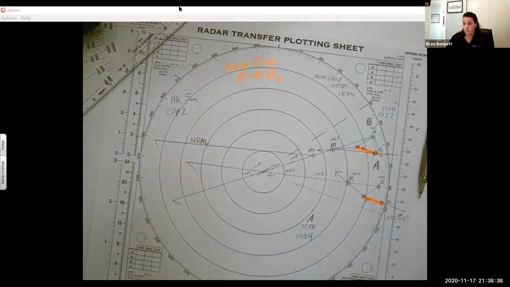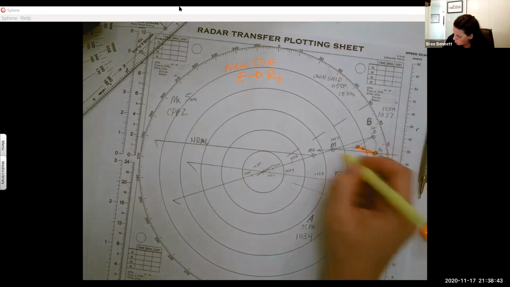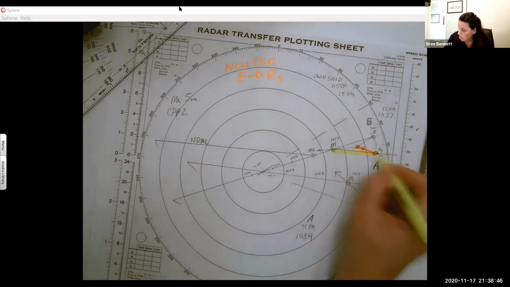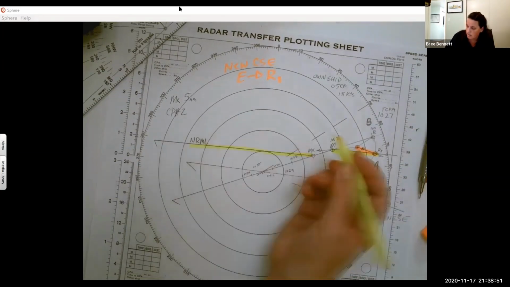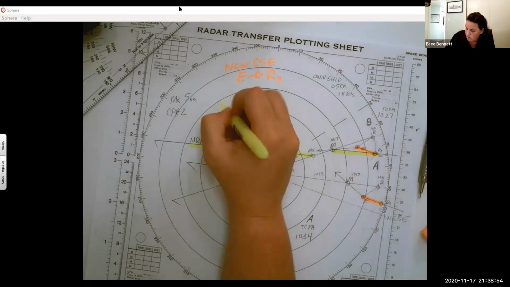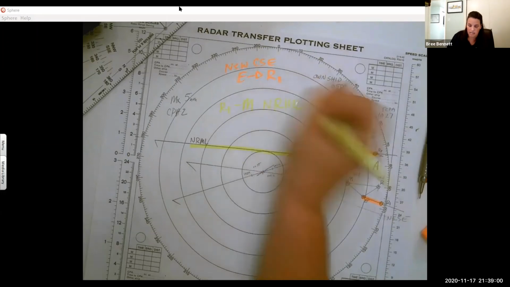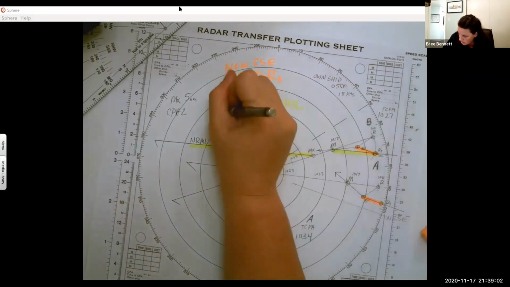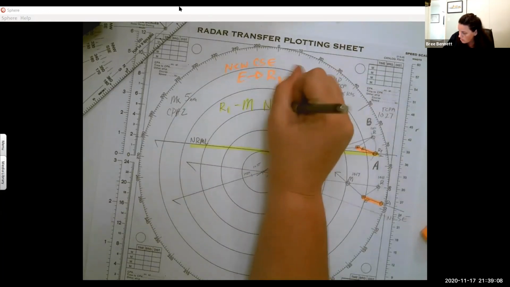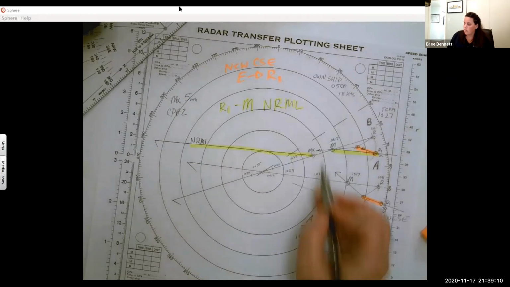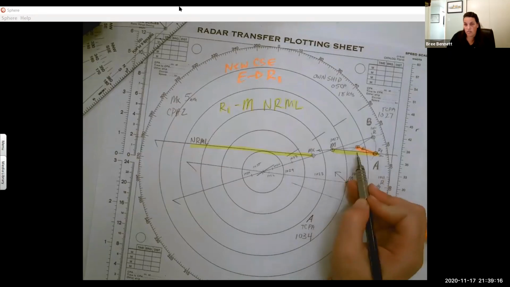So now I need to plot what my relative motion was. So here I had my relative motion line, R prime to M. That's the same as this line. So R prime to M is the new relative motion line. R prime to M is our new relative motion line. So it started at MX, we brought it back here, and it was part of the triangle.